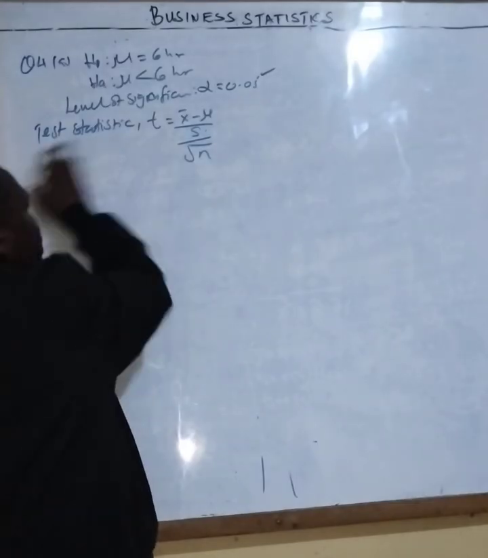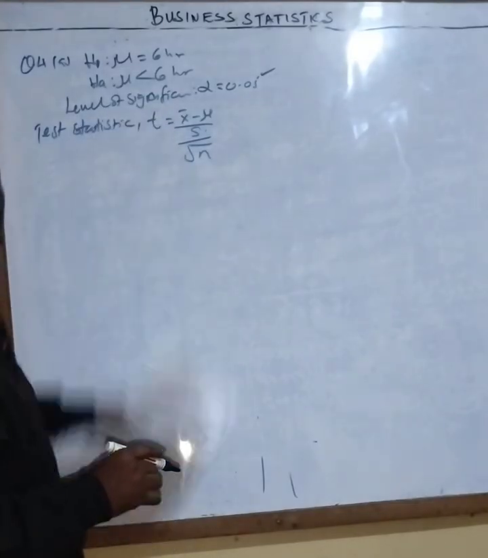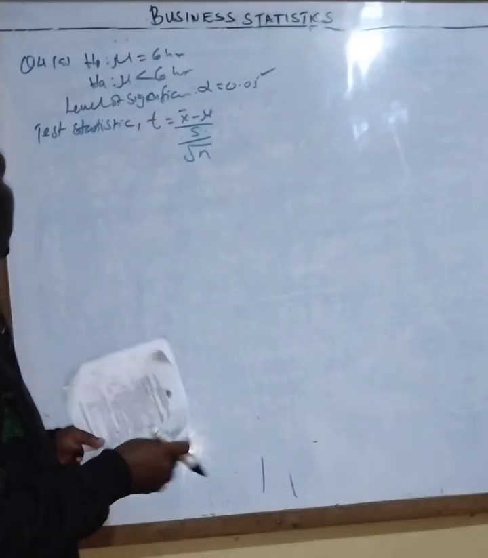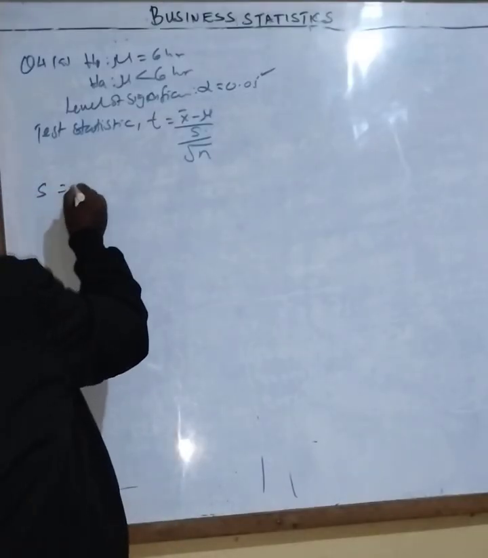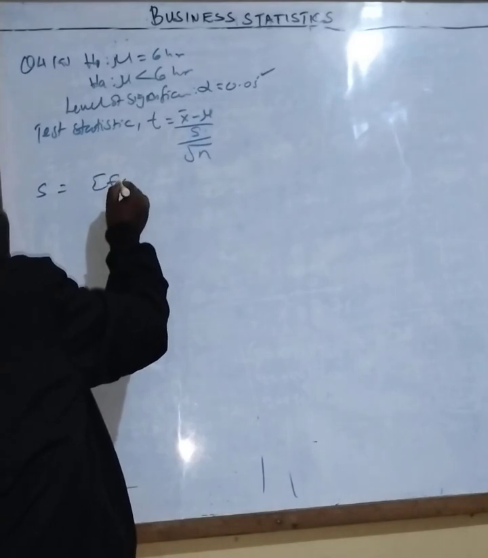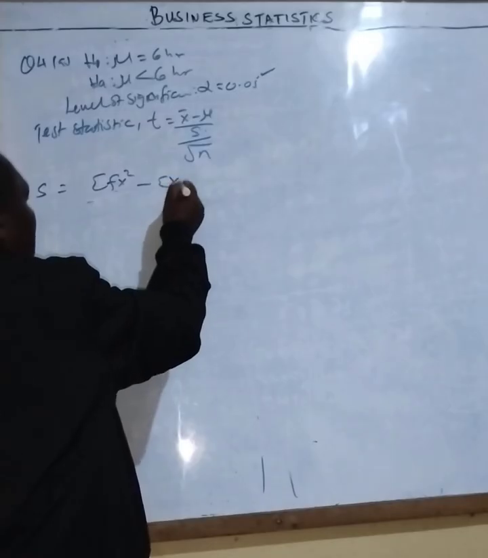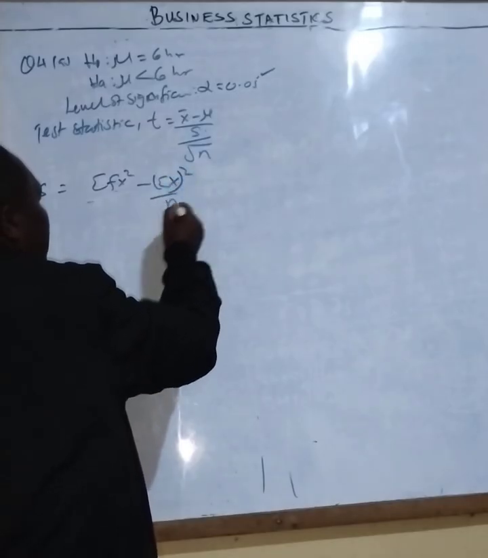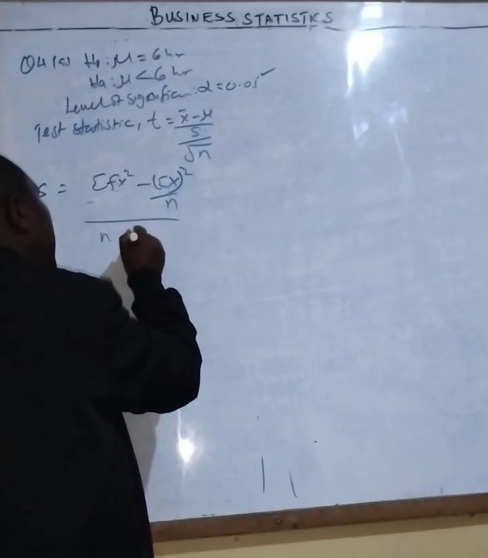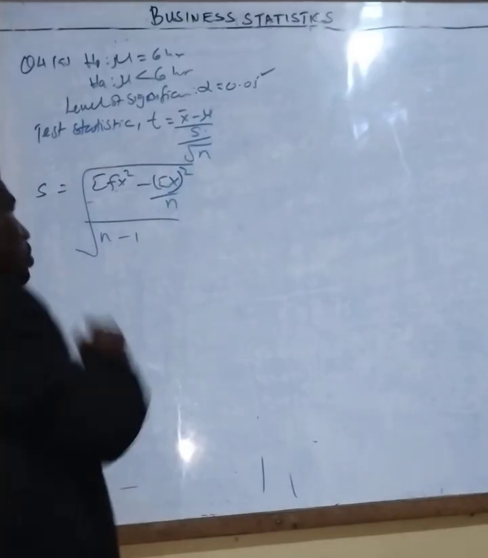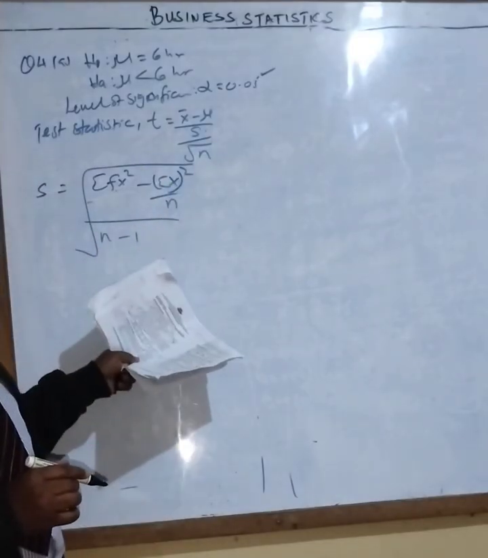Now look at that, that is what you have been given. Now, we want to find out the value of S. S is given by what? The square root of the summation of fx squared minus the summation of x squared divided by n, everything over n minus 1. Then you get the root. That is how to find the standard deviation.